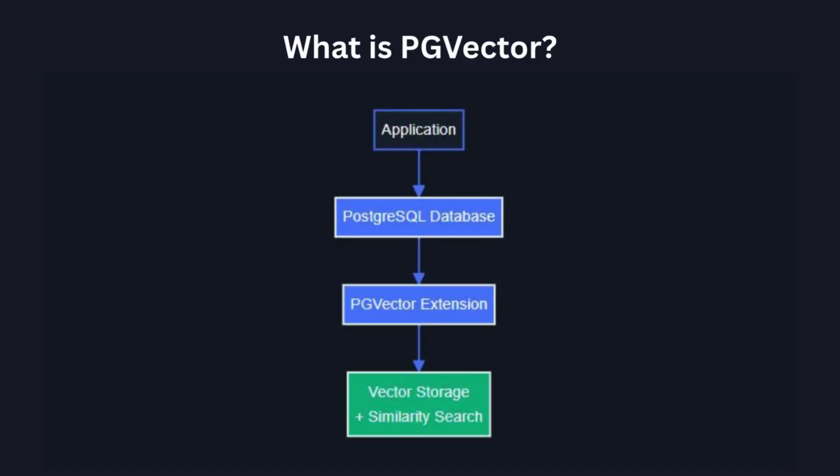Now, let's move on to PGVector. PGVector is an extension for PostgreSQL that allows you to store and search vector embeddings directly in your database. With PGVector, you can add a vector column to your tables and perform similarity searches using standard SQL queries. This eliminates the need for a separate vector database and keeps your data in one place. It integrates seamlessly with existing PostgreSQL systems while adding powerful vector search capabilities.